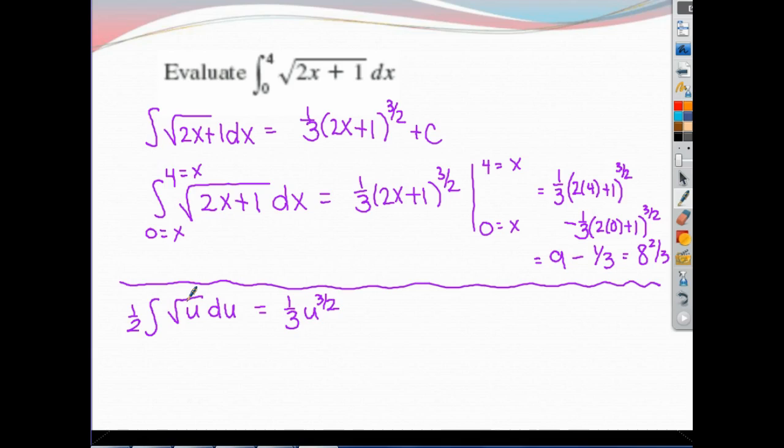So what we can do is, if we want to keep our problem in u's, because it's a definite integral, I was originally told u was 2x plus 1. And I was originally told we're evaluating when x is 4. So I want to say, all right, what's u of 4?